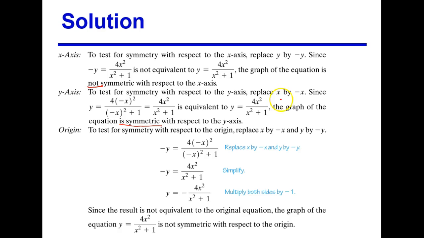Now let's look at the y-axis. To do that, I replace all of my x values with a negative x, and then simplify. Here I've replaced, and I know that when I square a negative, it becomes positive, so I see that my equations are exactly the same. So it is symmetric with respect to the y-axis.